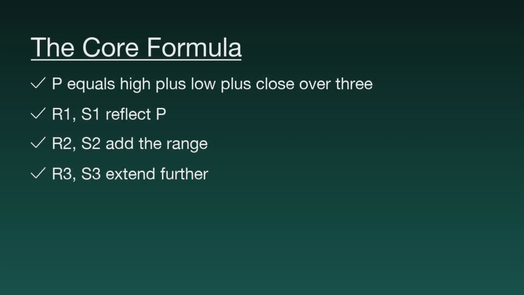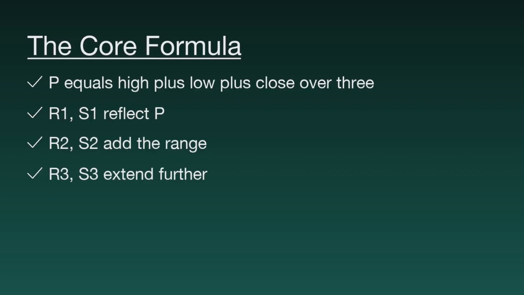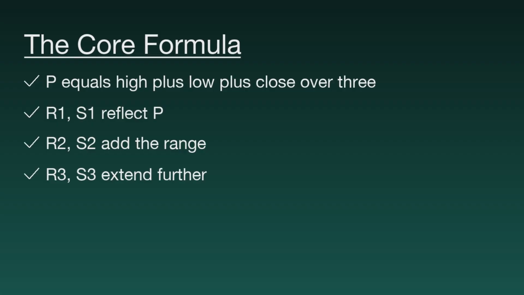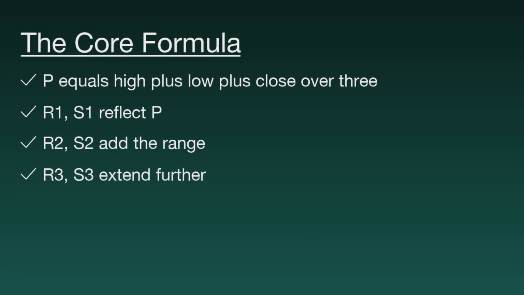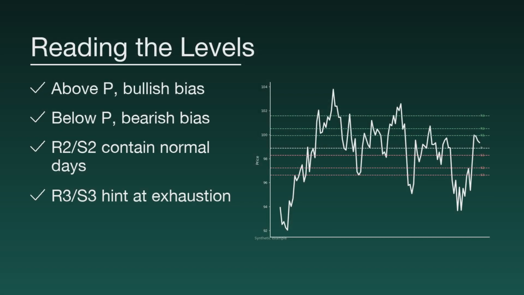The central pivot, P, is the average of yesterday's high, low, and close. Resistance 1 is 2P minus the low. Support 1 is 2P minus the high. Resistance 2 is P plus the high minus the low. Support 2 is P minus that same range. Resistance 3 is the high plus 2 times P minus the low, and support 3 mirrors it from the low. Notice the structure. Every level is anchored to P and stretched by yesterday's range. That's why pivots breathe with volatility.